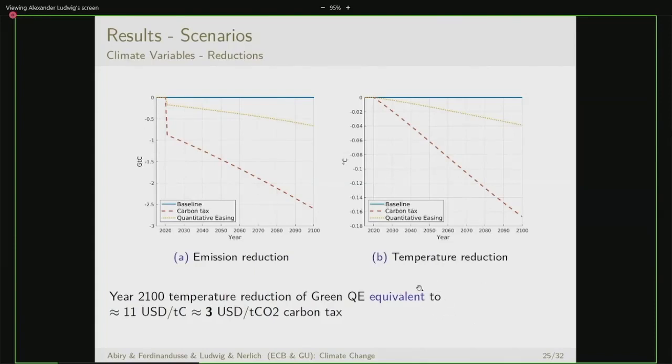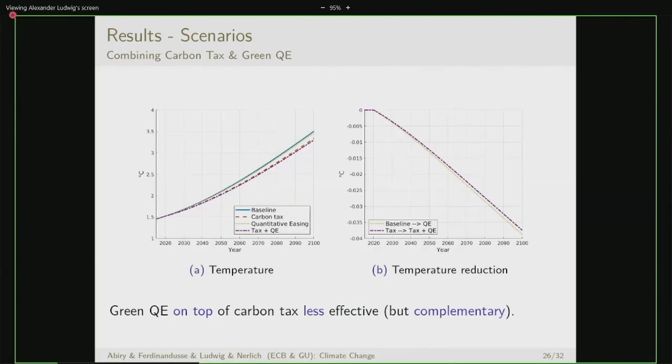An alternative question we can ask is, what would it take to make the carbon tax as effective as green QE? Then we would need only a $3 to $11 per ton of carbon emissions carbon tax instead of the $50 that we have in the baseline scenario.